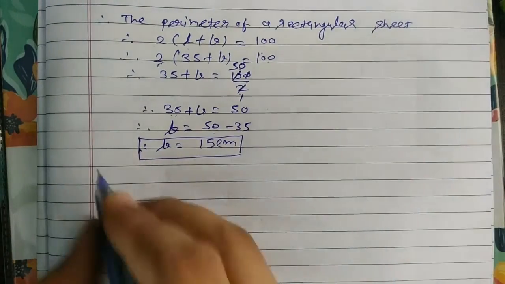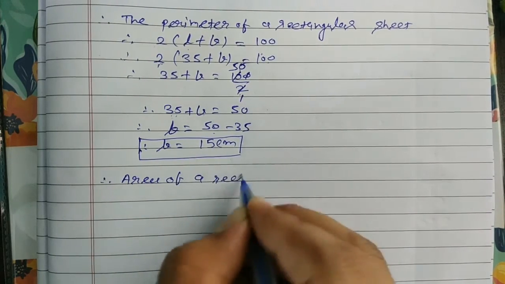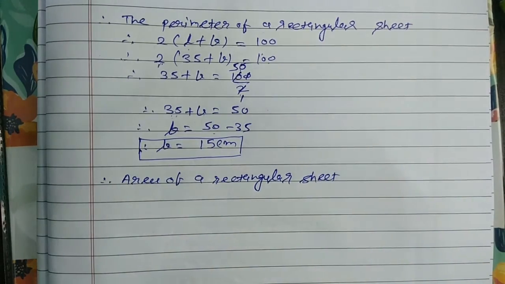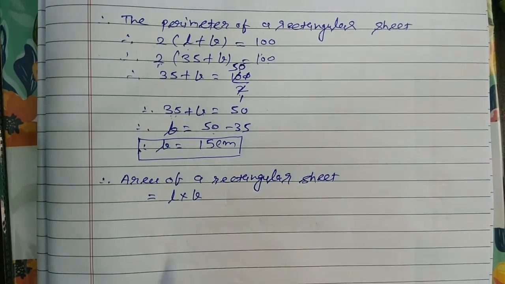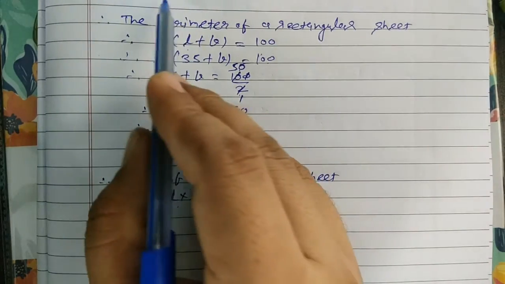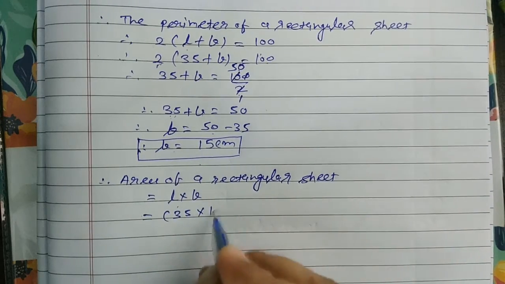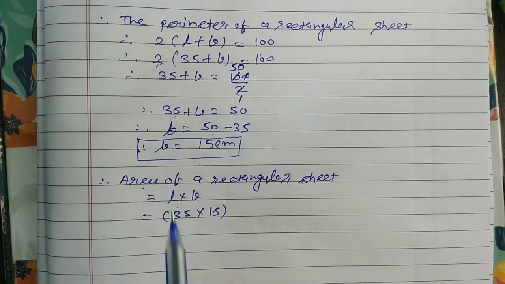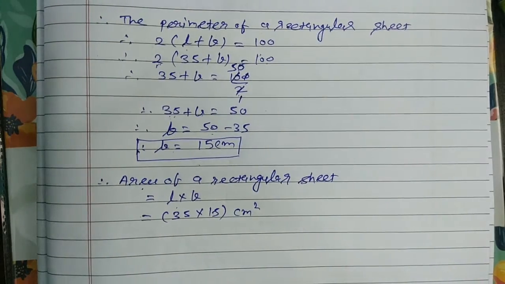Now we will find area. Therefore area of rectangular sheet is equal to length multiplied by breadth. This is the formula. Now we have length and breadth, so we will write length, that is 35, multiplied by breadth, that is 15. And what will be unit? Area unit is unit square. Unit is centimeter, the centimeter square will come.